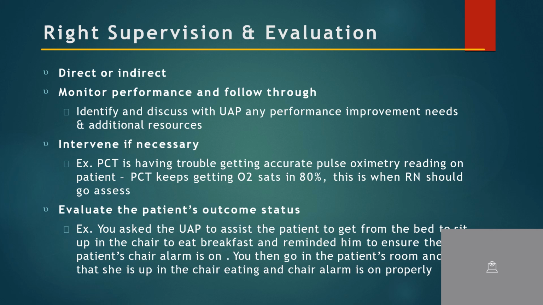And then, of course, there's direct and indirect communication depending on what's going on with the patient. Always make sure that you're identifying and discussing with them any performance improvements in a positive way, right? So say the PCT is having trouble getting an accurate pulse ox reading on a patient. PCT keeps getting O2 sat in the 80%. This is when you should go and assess the patient, right? See what's going on, see if it's the pulse ox, and so on and so forth.